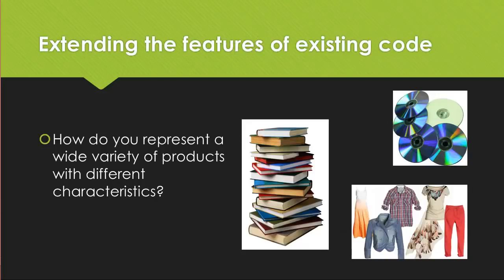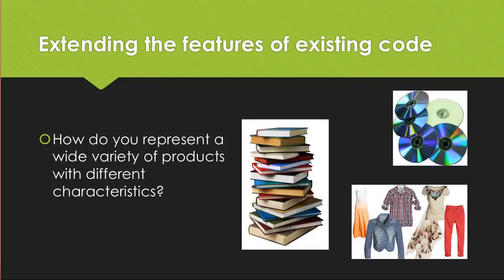Here's an example of where inheritance becomes a very handy feature in an object-oriented programming language. How do you represent a wide variety of products with different characteristics? When you're selling a product, if you're a retailer, every product you sell has a price and a name and a stock keeping unit. But books have additional characteristics beyond price, name, and stock keeping unit, like ISBN, number of pages, author. CDs and DVDs, they have different characteristics, and so does clothing, right?